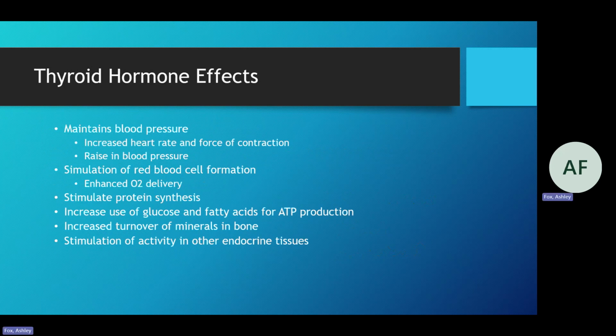Thyroid hormone also helps maintain your blood pressure. It increases your heart rate, and it increases the force of contraction. Remember, if you have a stronger heartbeat, you're getting more blood out, so you are increasing your stroke volume and your heart rate, which means you're increasing cardiac output. An increase in cardiac output will increase blood pressure and help maintain it.